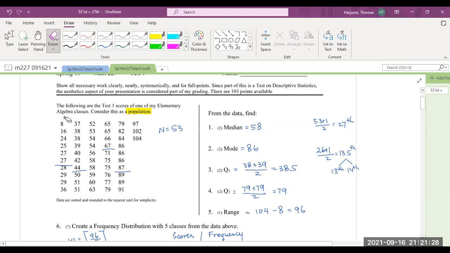Thomas, is it possible that you have an outlier below and an outlier above? Yes, it's possible. It's not that common, but it is possible. It is also possible you don't have any outlier at all. It's also possible.